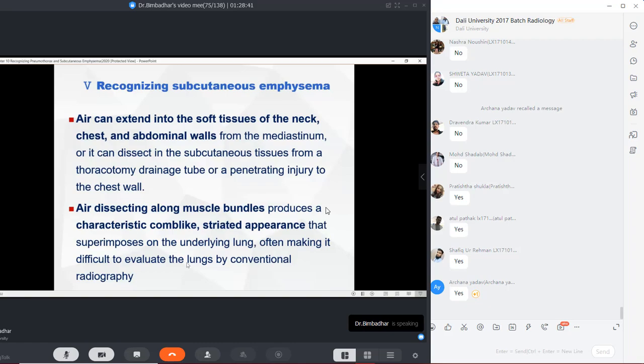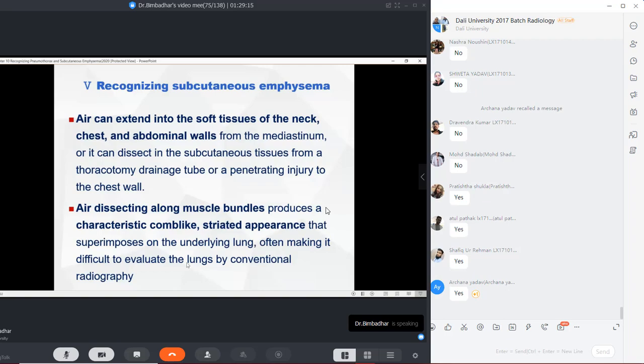Now let us say five or six segments have collapsed, so how much percentage of pneumothorax is present on that side? It is 60%. Did you understand it? There are 10 segments in each lung, right? Let us say each segment has 10% of the lung's aerating capacity, just for estimation purposes, okay?